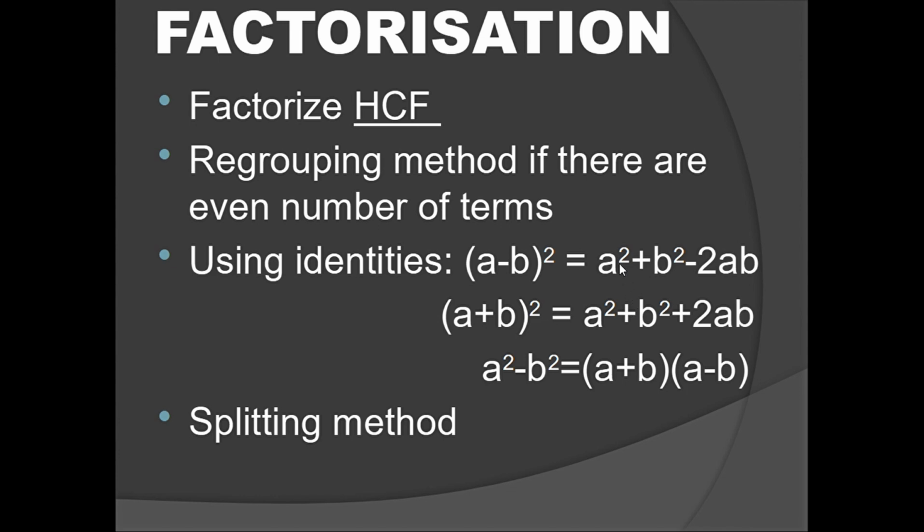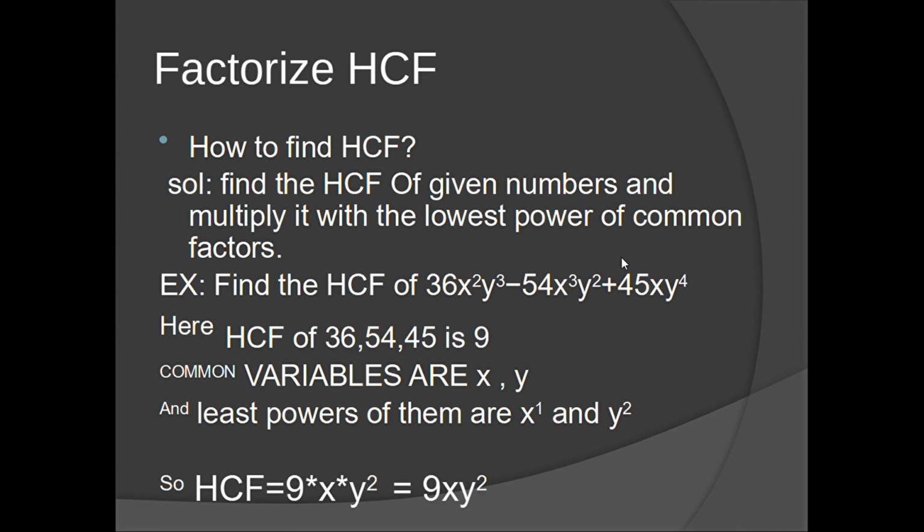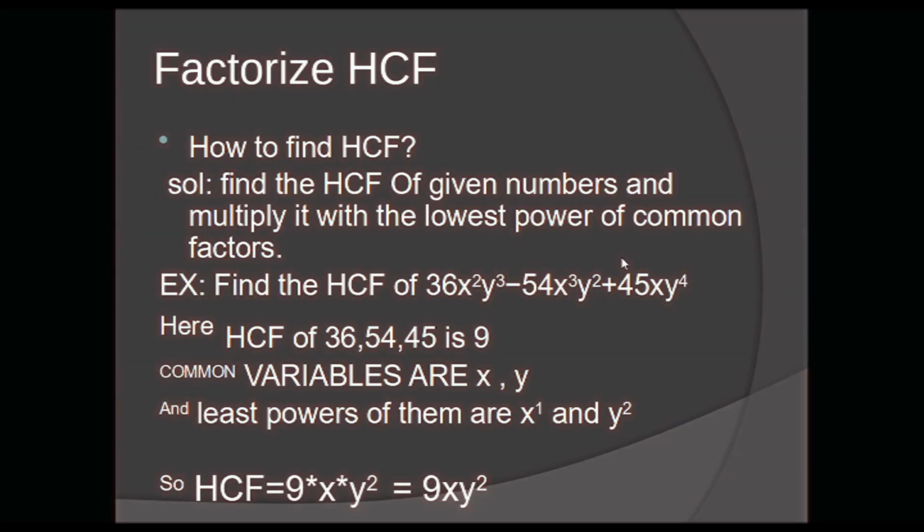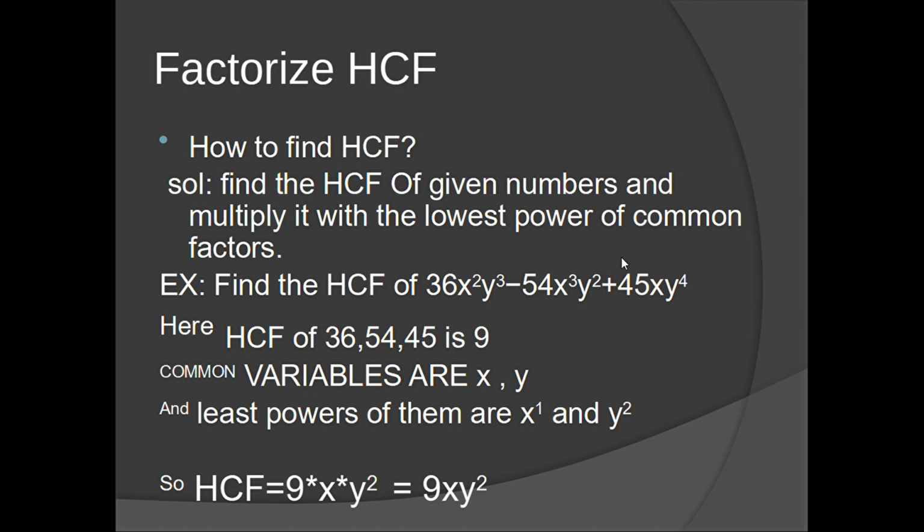First, let's go into factorizing HCF. So for factorizing HCF, first, how to find HCF? To find HCF, we need to know the HCF of the numerical coefficients, that is the numbers, and multiply it with the lowest power of the common factors. To make it clear, let's take an example.